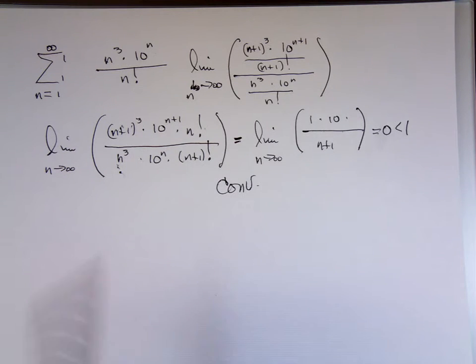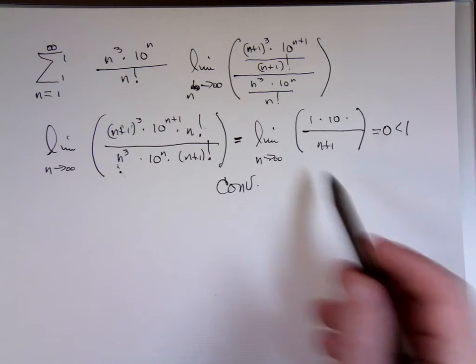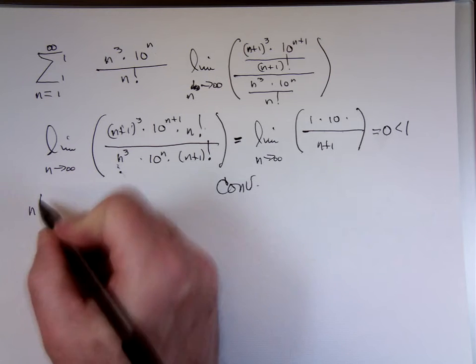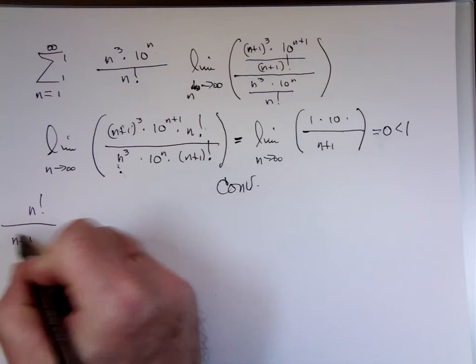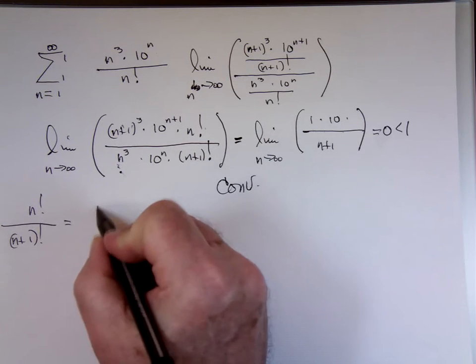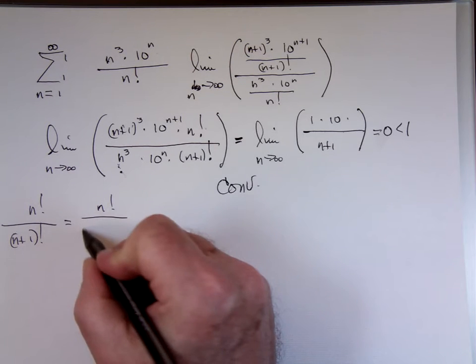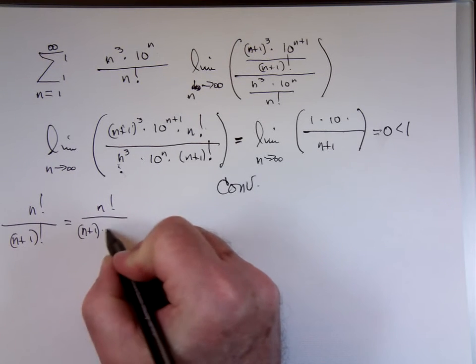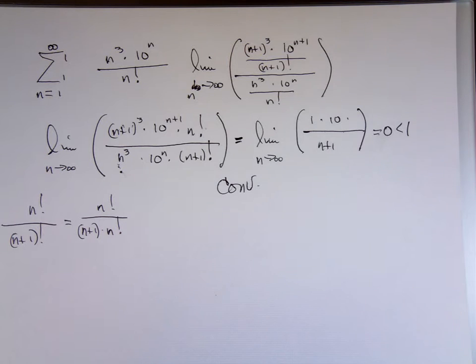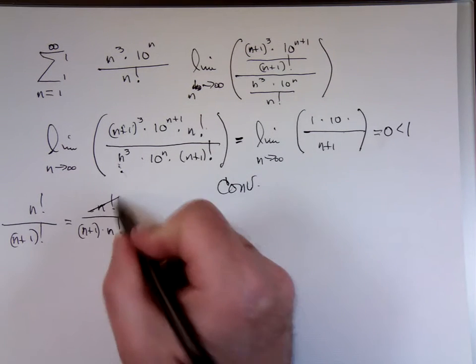What if factorials go again? Here's what happens with the factorials. You've got an n factorial, you've got an n plus 1 factorial. And what you should realize is that n plus 1 factorial is n plus 1 times n factorial. And these cancel. All right, that's the ratio test.